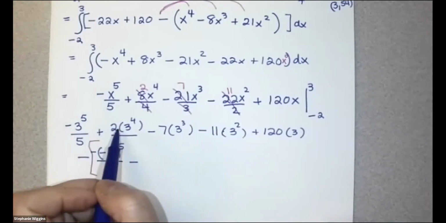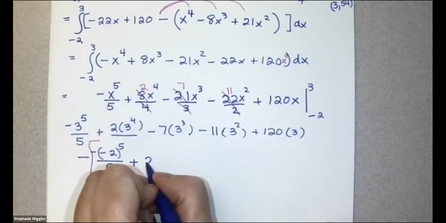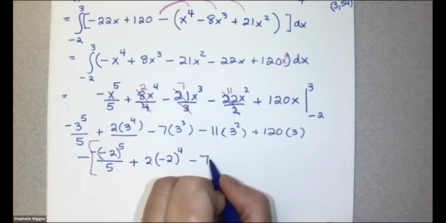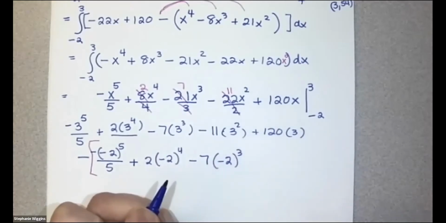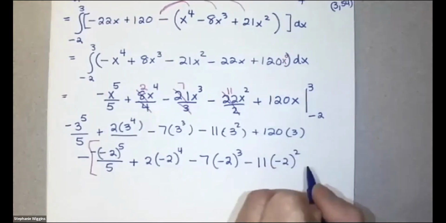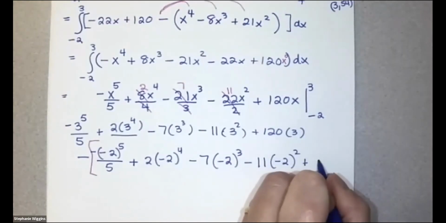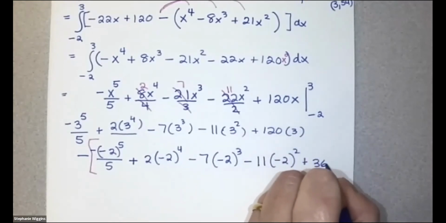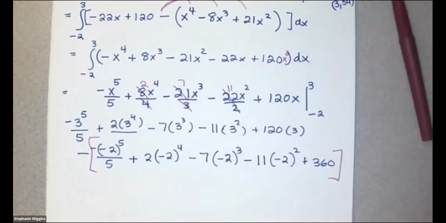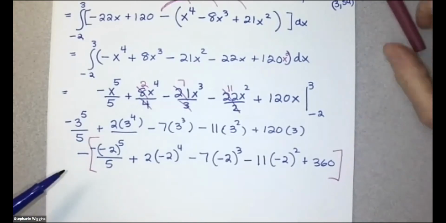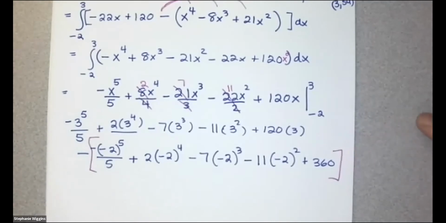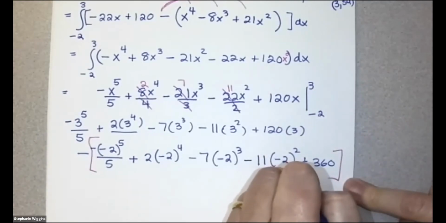So plus 2 times negative 2 to the 4th, minus 7 times negative 2 cubed, minus 11 times negative 2 squared, plus, that's going to be 360. So when you enter this into your calculator, make sure you use the proper parentheses, and I'll let you try that out. The answer that you should get is 375.